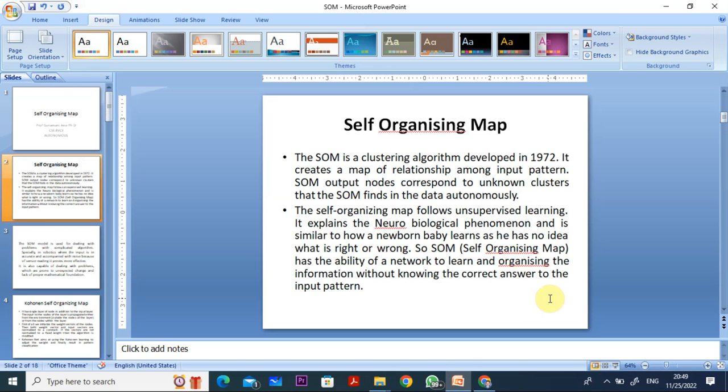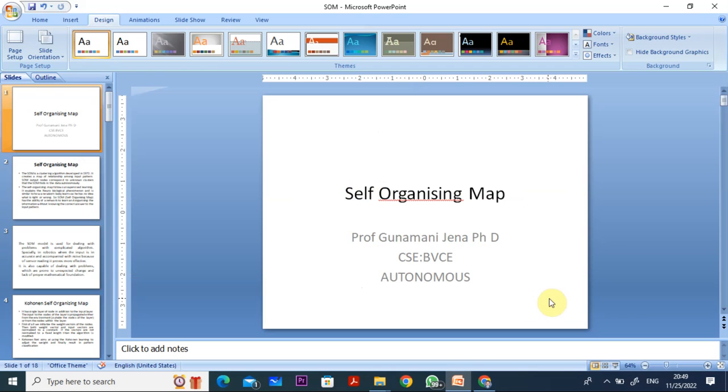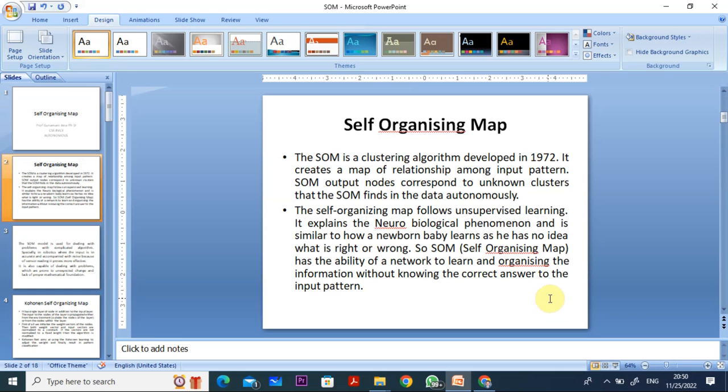This self-organizing map that we are going to discuss is important for two or three reasons. First one, the self-organizing map is a clustering algorithm and it was developed in 1972. It creates a map of relationships among the input pattern, and you will be happy to know that it is purely unsupervised type of learning. And you know clearly about unsupervised learning: for a particular input, we do not know what the output is. It's clear? So in this case it creates a map of relationship among the input pattern, and the self-organizing map output nodes correspond to unknown clusters that the SOM finds in the data autonomously. That is the thing it does here.